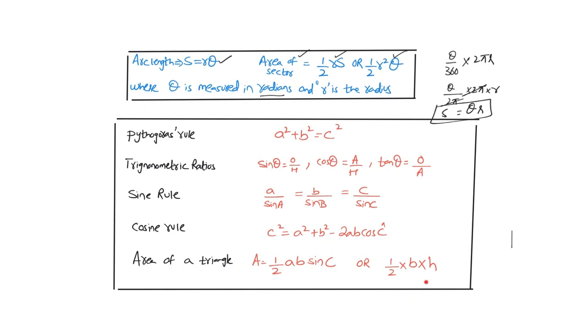And area of a triangle, so if you know the vertical height and the base, it is simply half into base into height. But let's say if you have two sides of a triangle and an included angle, then you can use half ab sin C.